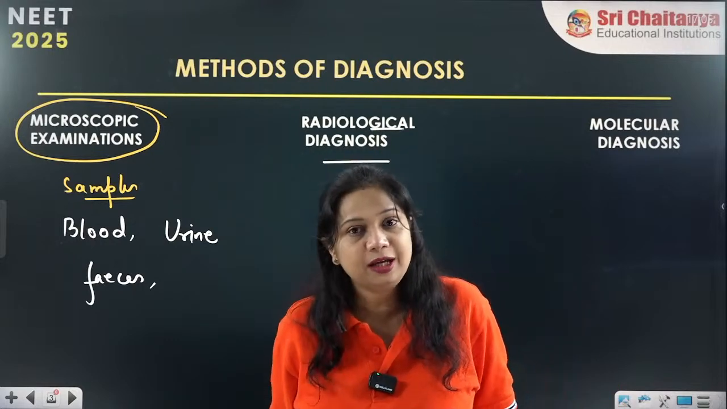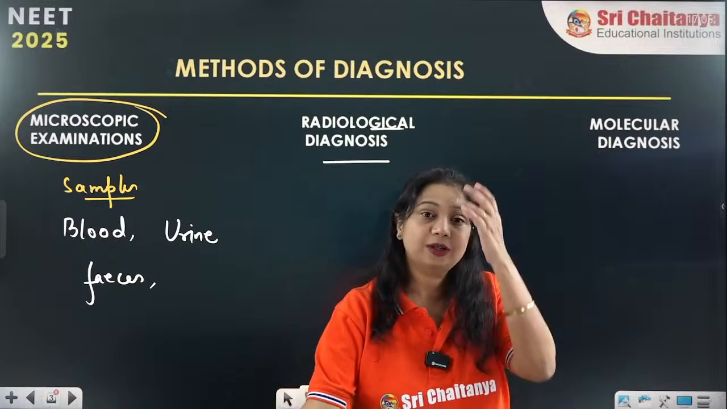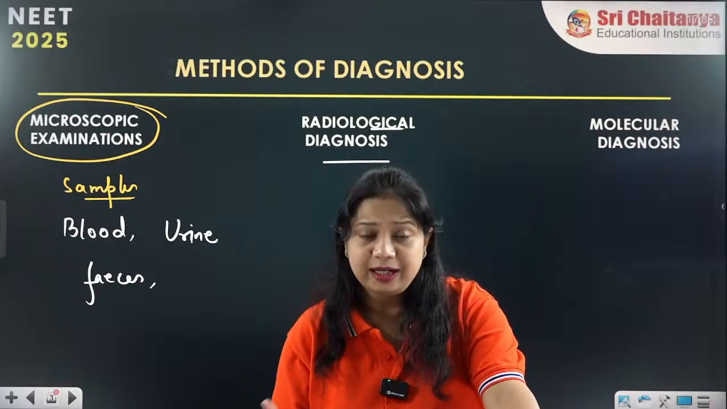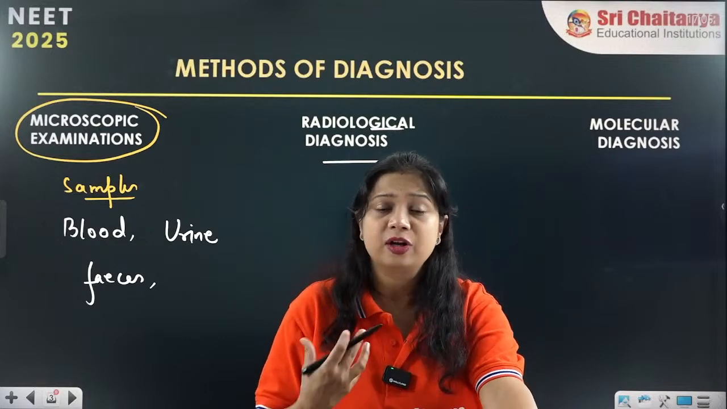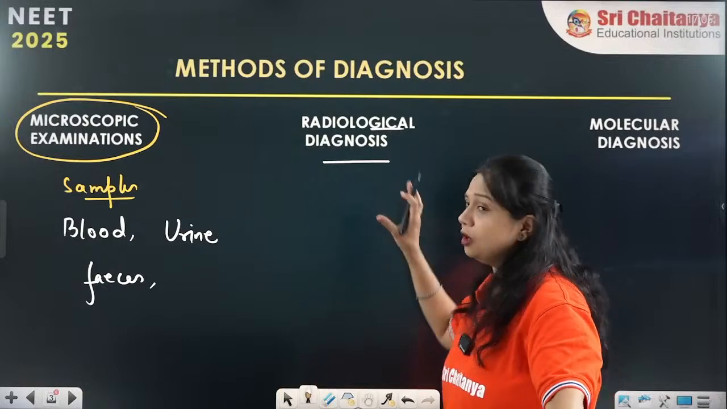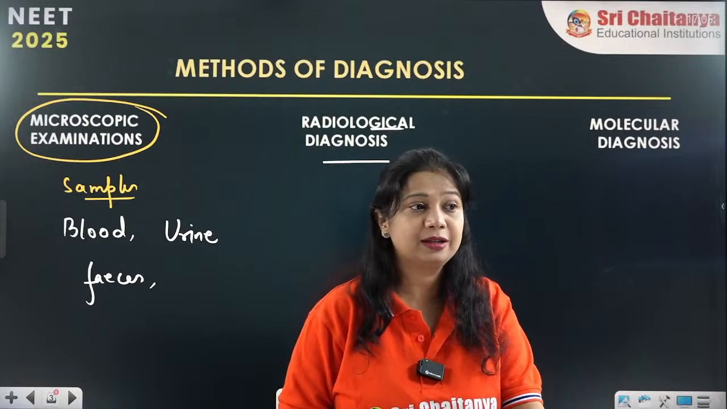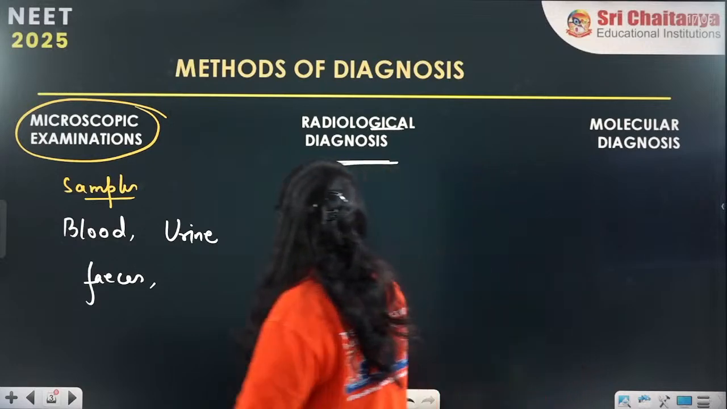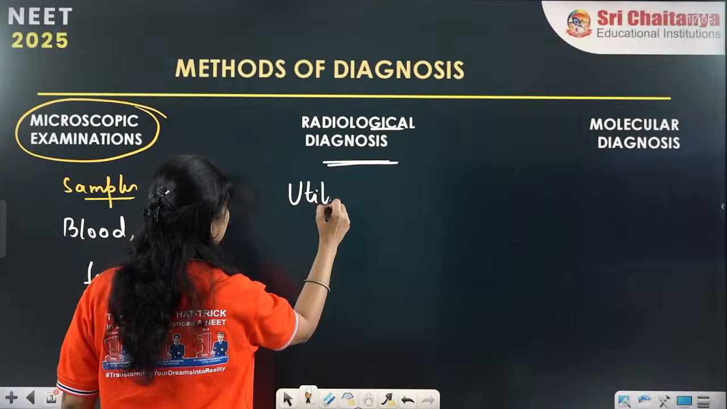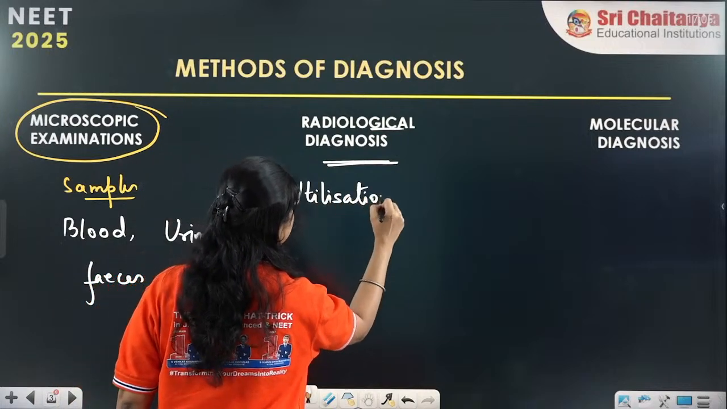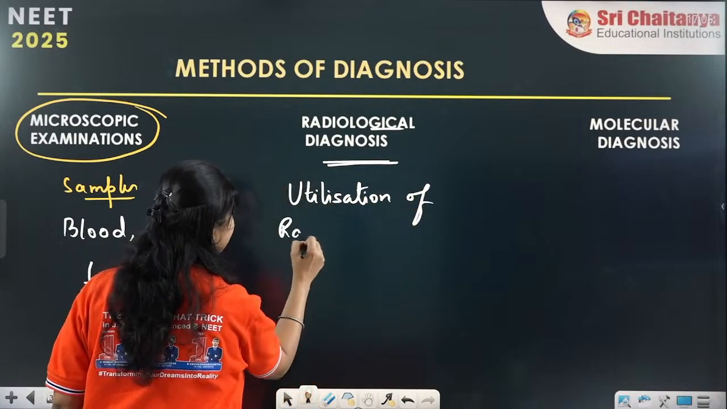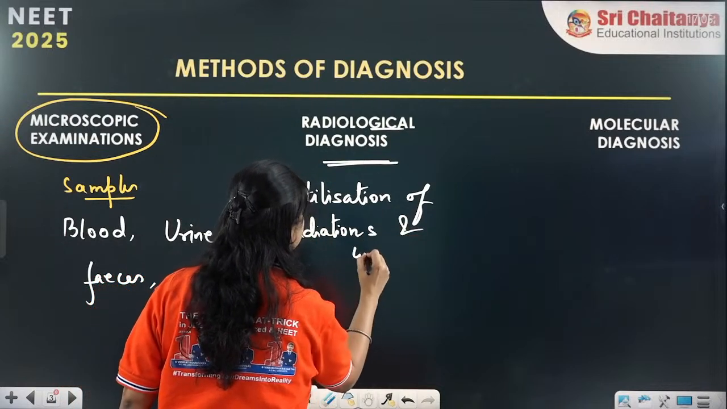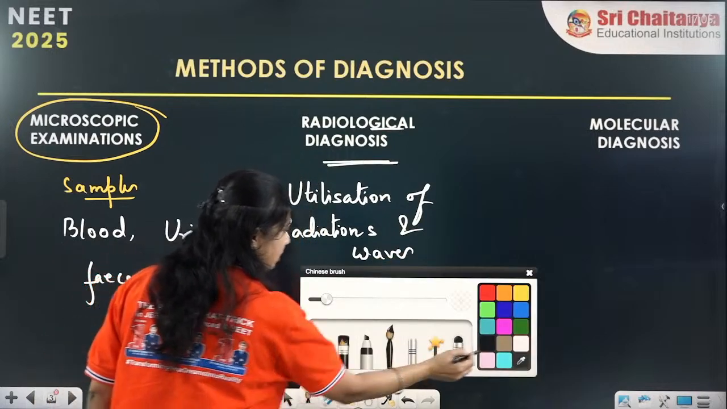Radiological diagnosis. Now, what is the meaning of radio diagnosis? Radio diagnosis means we utilize different types of radiations and different types of ultrasonic waves for the diagnosis of diseases. These are the different types of radiological diagnosis. So, radio diagnosis means utilization of radiations and waves for the diagnosis of diseases.